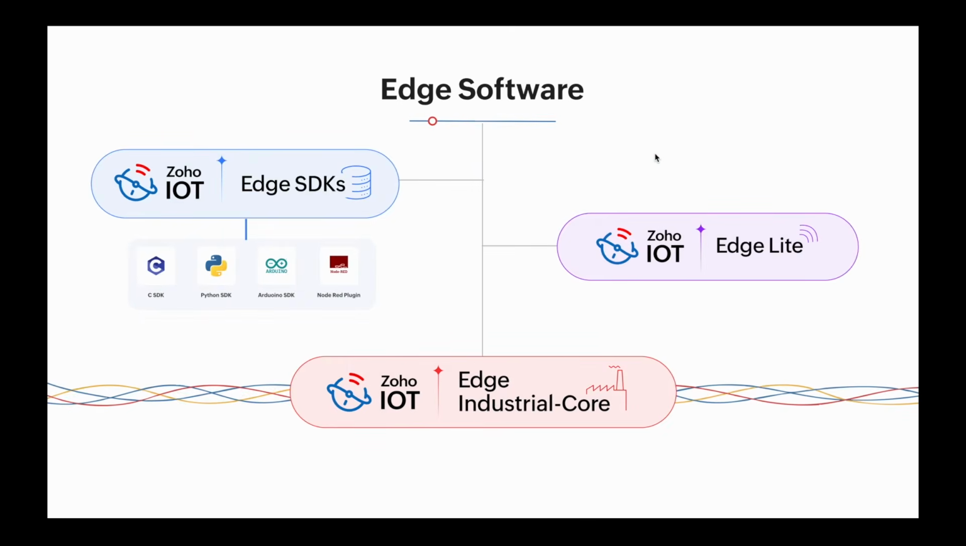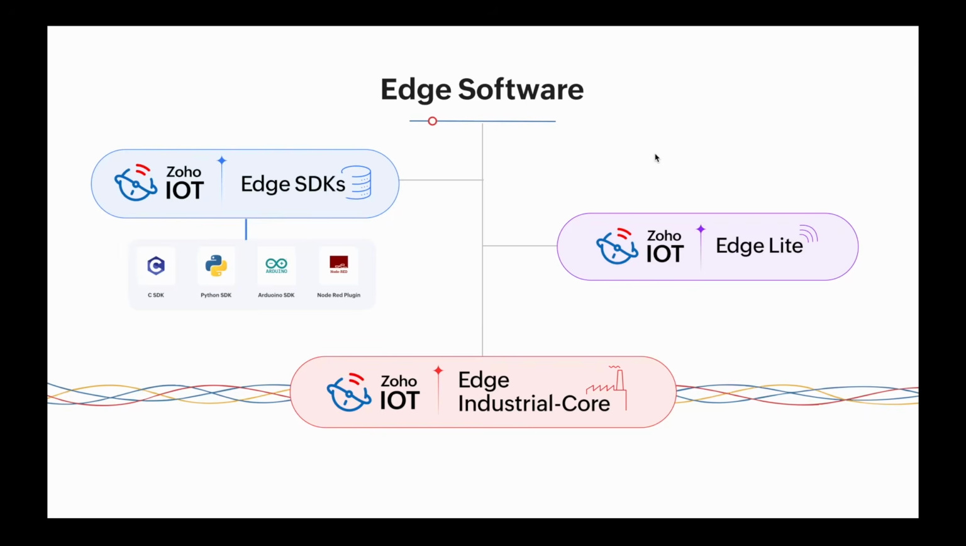These are all the types of edge software that we provide. One is the Edge SDK. It comes in C programming language, Python, Arduino, and we also provide a plugin on top of Node-RED. If you're a Node-RED programmer, you could find the Zoho IoT plugin and start using that. These are targeted at OEMs or do-it-yourself people who want to build on top of our Edge SDK.